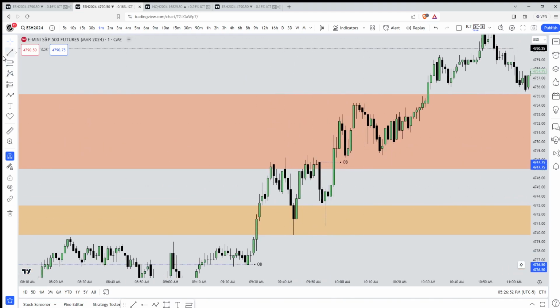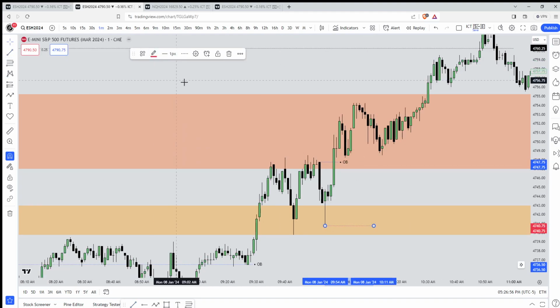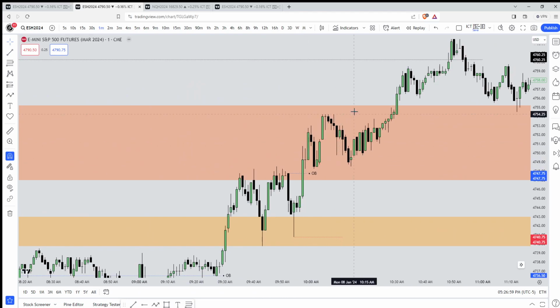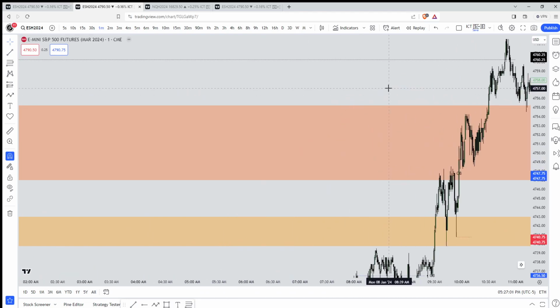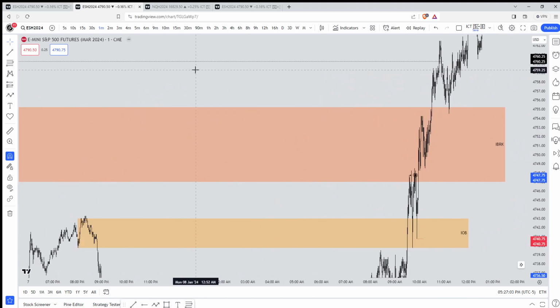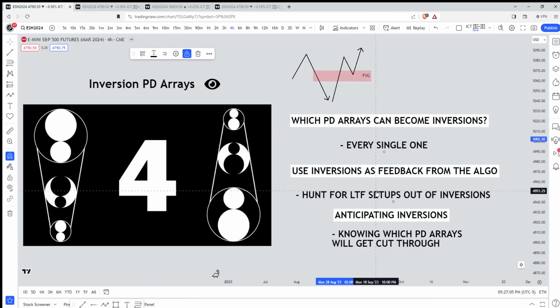So now I'm not anticipating for this low to get traded to, and I want to see it delivered to the buy side liquidity. So it does that, right? Price starts to trade higher, and it delivers all the way up to the buy side liquidity up here. So that's how you could utilize inversion PD arrays to hunt for lower time frame setups.